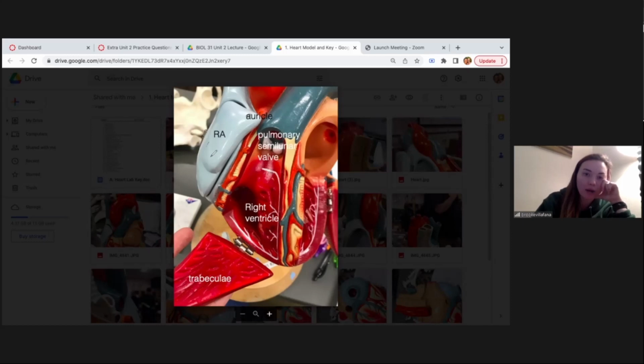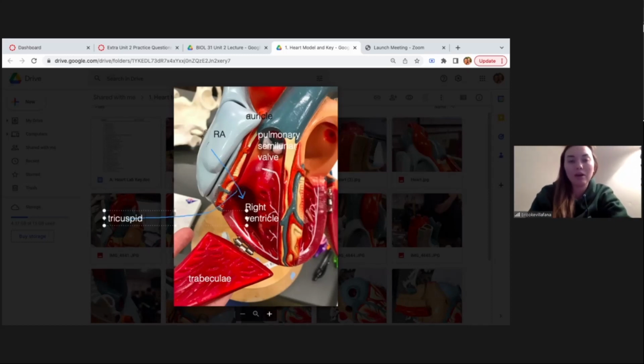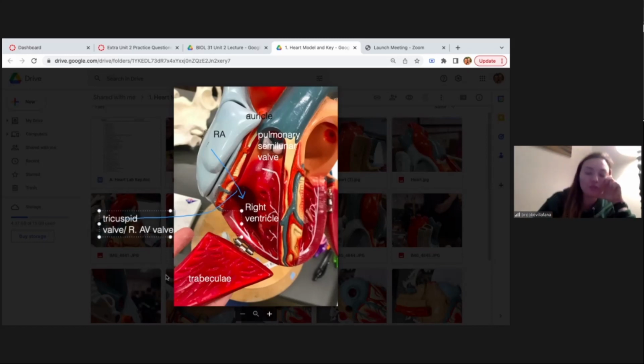So remember that the right atria is going to flow down into the right ventricle through the tricuspid valve. The tricuspid valve is missing, you can't really see it in this picture, but it would be there if you could look up inside. So that's the tricuspid or the right atrioventricular valve. So that's the right side of the heart. We get the blood into the right atria, go to the right ventricle, out through the pulmonary semilunar valve.